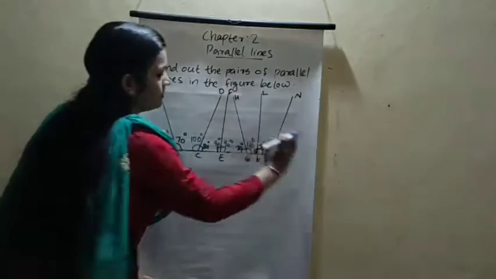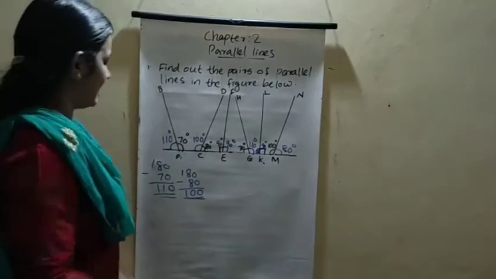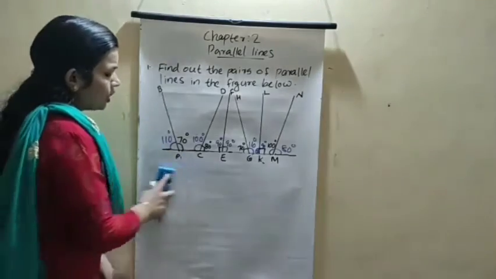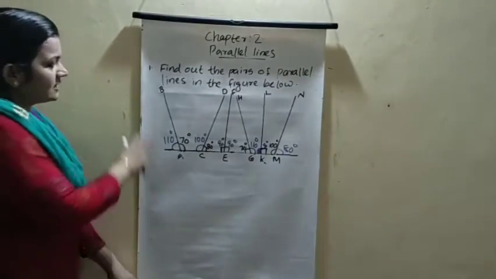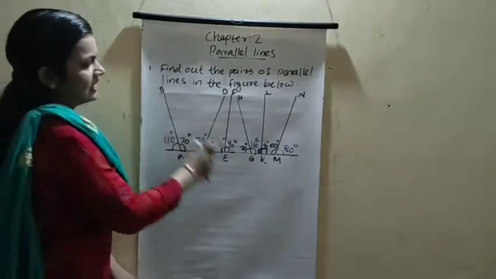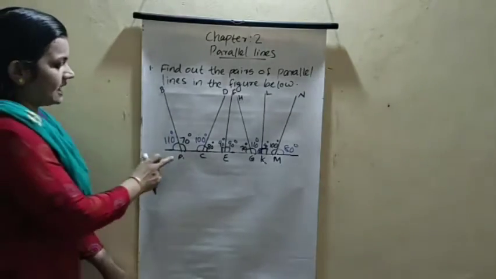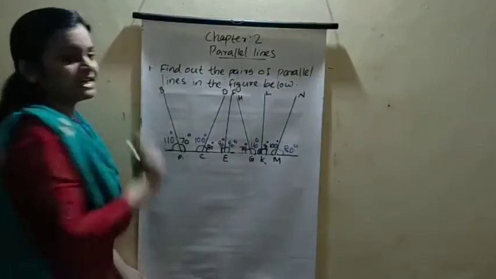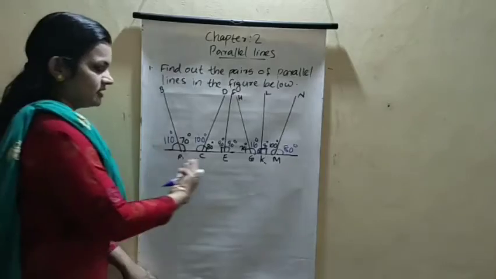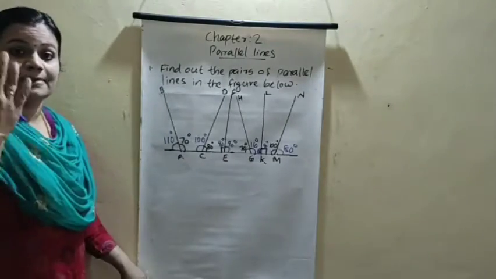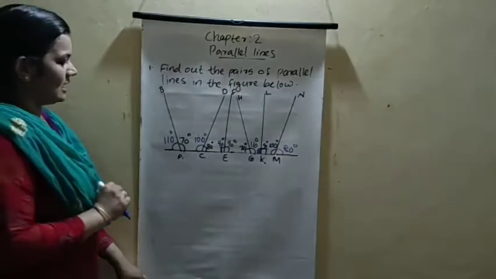So we got the measurements of all these lines. Then you find out which pairs are parallel lines. You just check which have the same measurement. First one, lines AB and GH have the same measurement, so we can say that AB is parallel to GH. Understood? First you find the measurements, then you find which are the pairs of parallel lines.